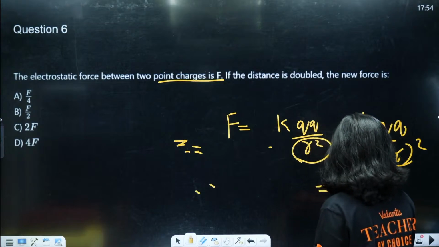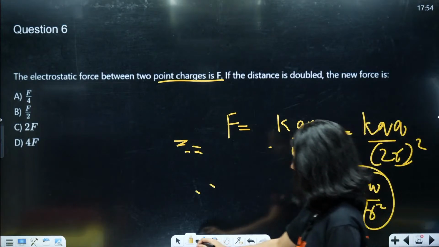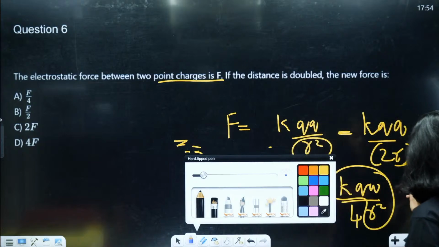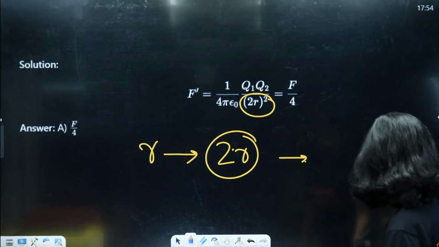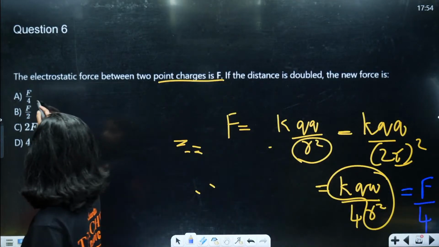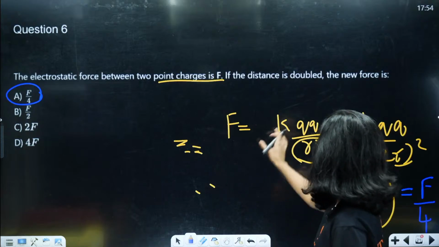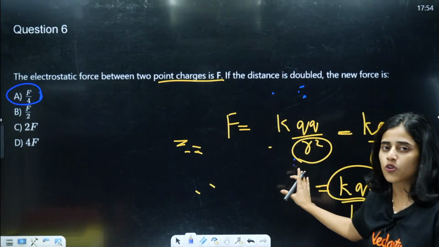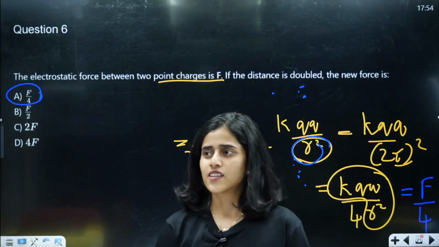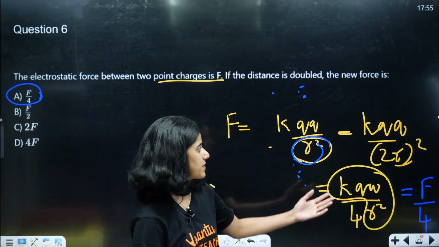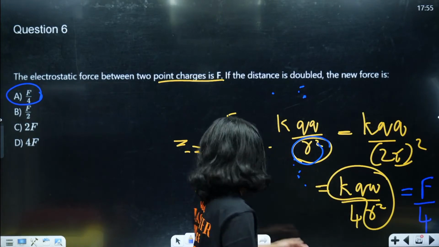Which is kq by 4r square. This much is your force. So it would be F by 4. Which option is that? Yeah, option A. So here the only thing you have to do is, the distance is doubled. So you write down the formula for force. Instead of the distance as r, you write 2r, because in the question they say the distance is doubled. And then since you're squaring it, it becomes 4r square. So there's an extra term 4. That's why your answer is F by 4.